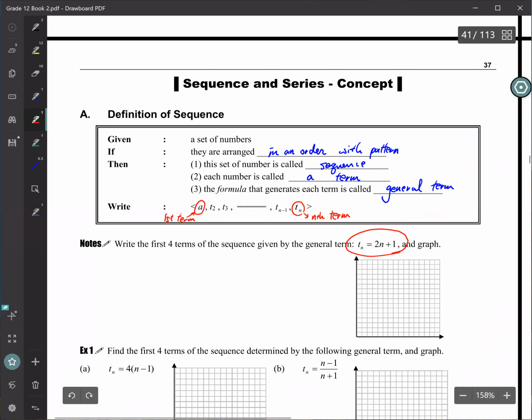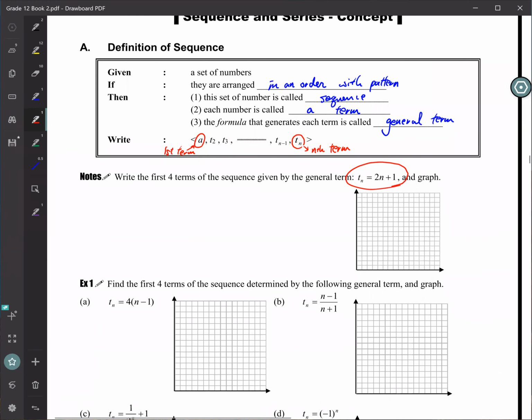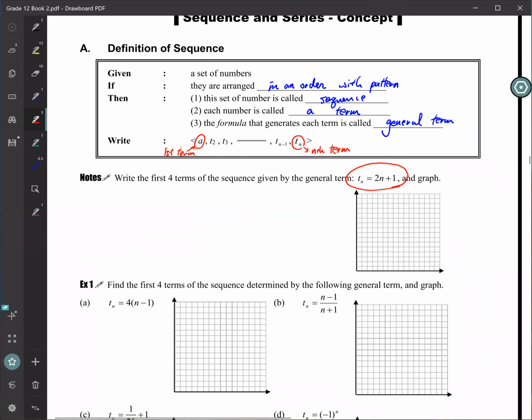So let's quickly go to, okay, you finished writing. Can you raise your hand again? Let me lower your hand first. Okay, raise your hand if you finish copying here. Okay, Samantha, are you done copying?